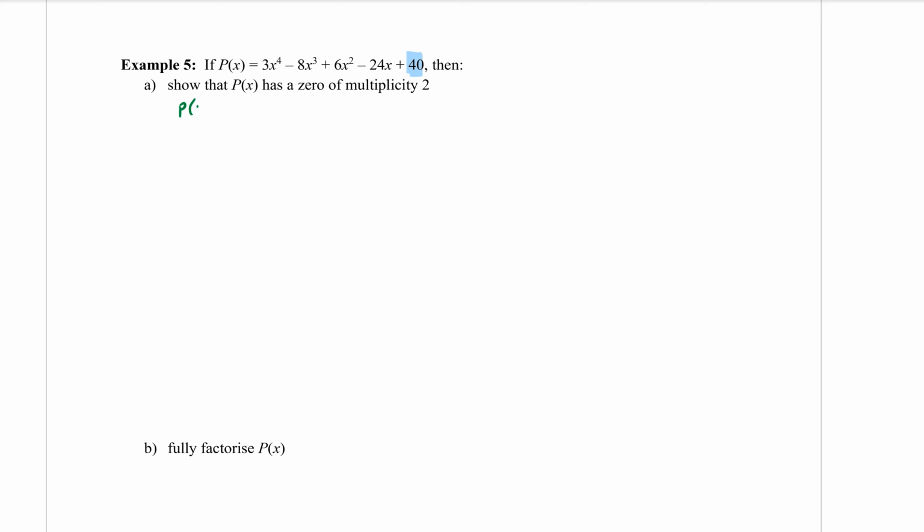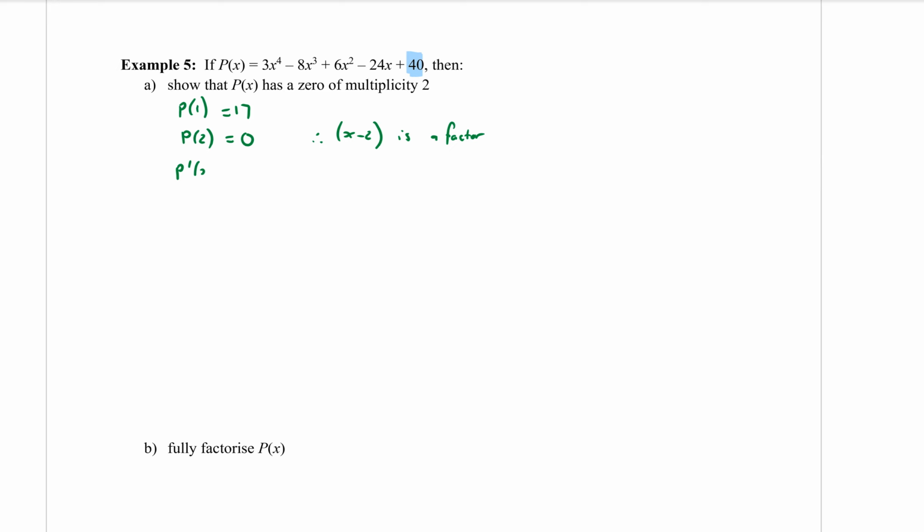P of 1 unfortunately does not work. It equals 17. P of 2 though does work. We get 0. So that means that x minus 2 is a factor. So rather than trying to hunt around for more factors, let's see if that has a higher multiplicity. So we want to differentiate.